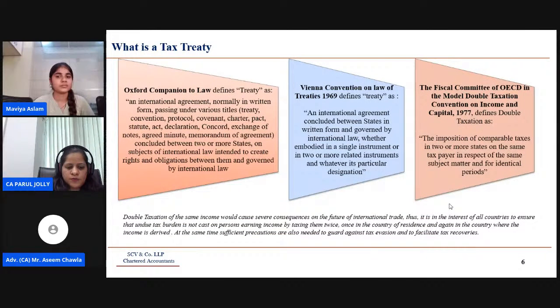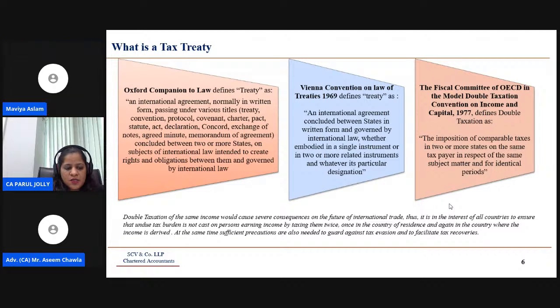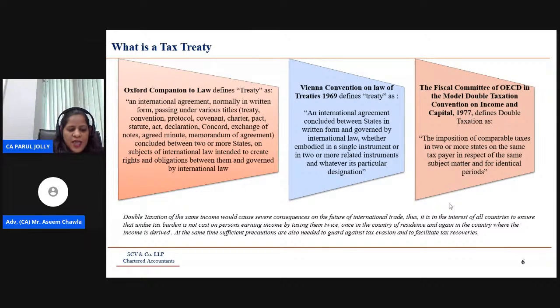And if we see the terminology given in the Oxford Companion, Vienna Convention, and OECD, I have purposefully taken these definitions so that we understand what exactly a treaty means. As per the Oxford Companion, a treaty is an international agreement, normally in written form, passing under various titles, concluded between two or more states on a subject of international law, intended to create rights and obligations between them, and governed by international law.